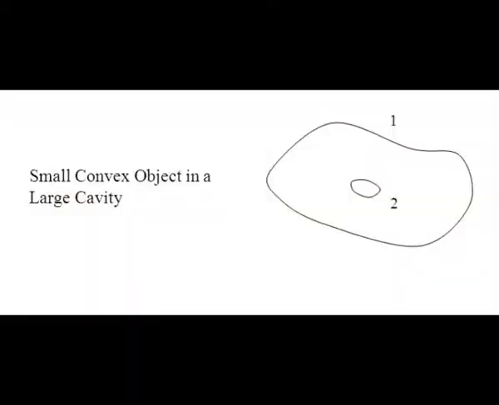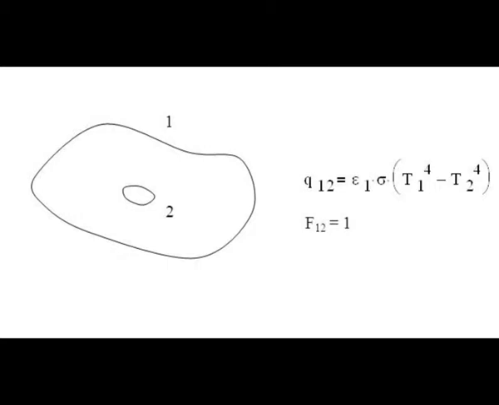Okay, firstly, let's focus on the small convex object in a large cavity. According to the picture, the small object we can mark as 2, while the large cavity we can mark as 1. For the formula, Q, which is the heat transfer rate, equals the emissivity of surface 1 multiplied by the Stefan-Boltzmann constant multiplied by the difference of temperature, which is T1 to the power of 4 minus T2 to the power of 4, and then we can get the Q12.